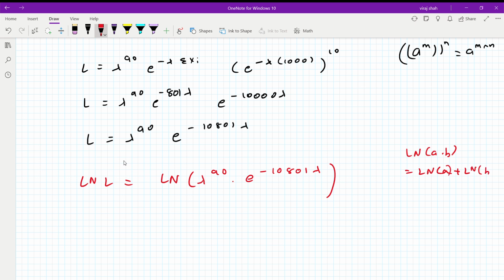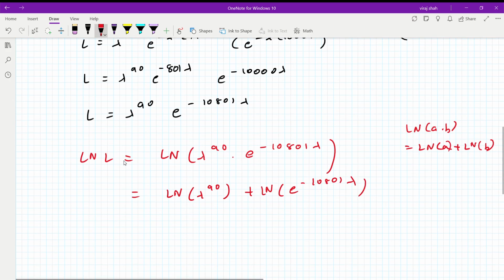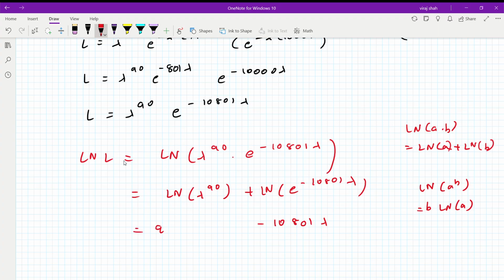So let us split that. It would be log of lambda raised to 90 plus log of e raised to minus 10801 lambda. Okay. Now log and e basically cancel out. I'm left with minus 10801 lambda. Okay. What is the formula for log of a raised to b? B log of a. Using that formula, this would be 90 log of lambda.